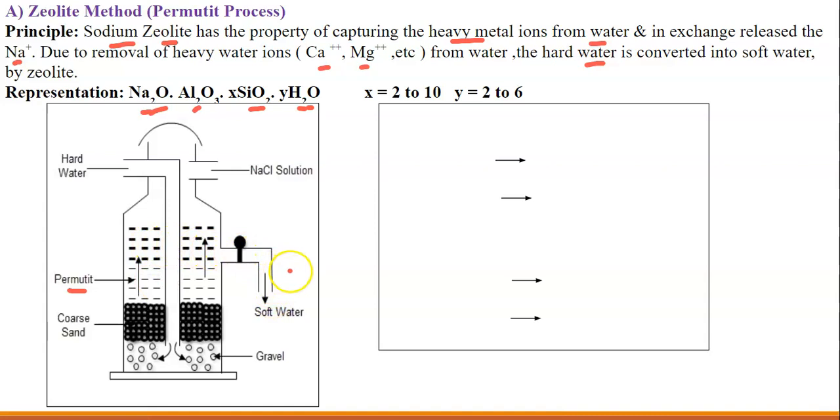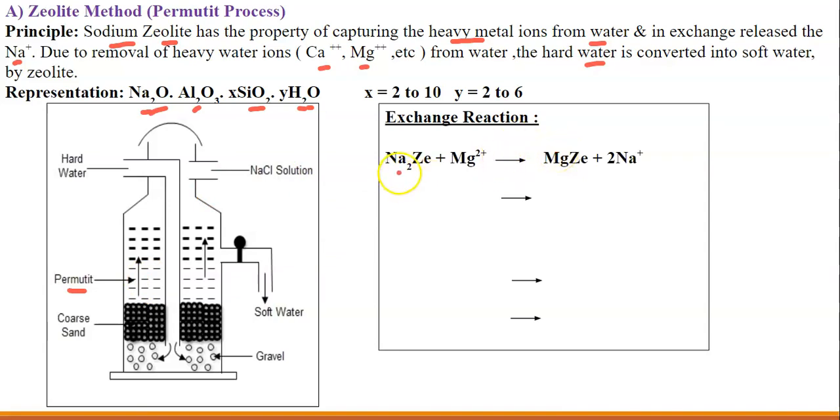So water is hard due to the presence of soluble salts of heavy metal ions like calcium, magnesium, iron. So those metal ions which are present in group 2 of the periodic table, those are the heavy metal ions. So here the exchange reaction will take place. So let's have a look at the reaction for better understanding.